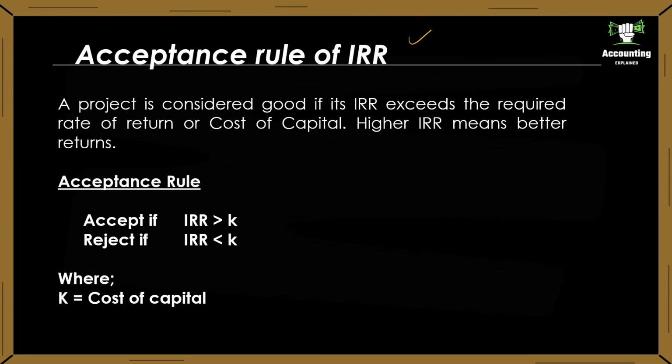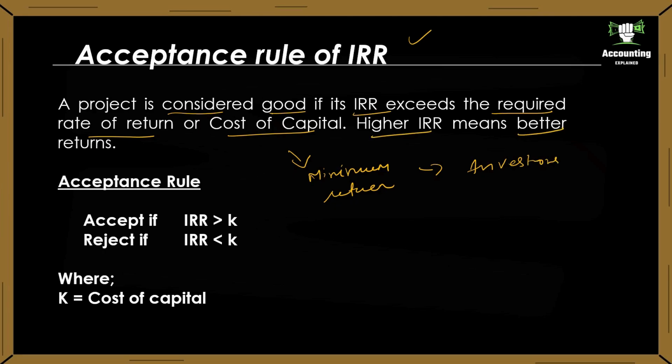Acceptance rule of IRR. A project is considered good if IRR exceeds the required rate of return or the cost of capital. Required rate of return or the cost of capital is the minimum return a company should earn on its investments, that is the project, to satisfy its investors. Higher IRR means better returns. So acceptance rule: accept if IRR is greater than K, reject if IRR is lesser than K. Here K is nothing but the cost of capital. Usually cost of capital will be denoted by the letter K.